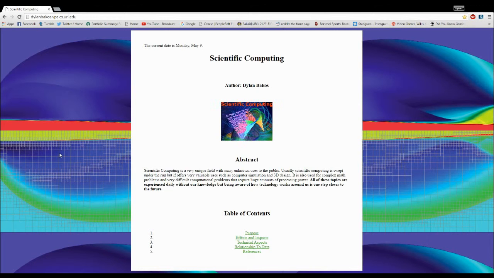Alright, today I'm going to be talking about scientific computing and the website that I created to describe scientific computing. So pretty much just to start off, this is my index page. It pretty much leads to all my other pages that have to deal with scientific computing. It has a table of contents. It also has the current date, Monday, May 9th.